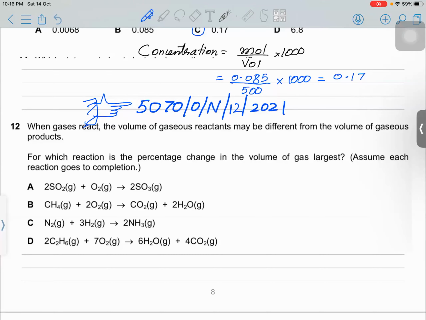Sir, in this one, we have to use that method, right? The limiting reactant thing. Yes, you can use the same method. You can use the same methodologies, mole ratio.